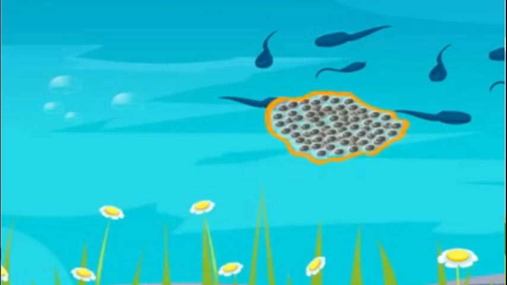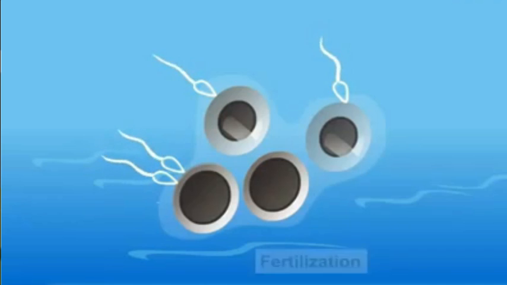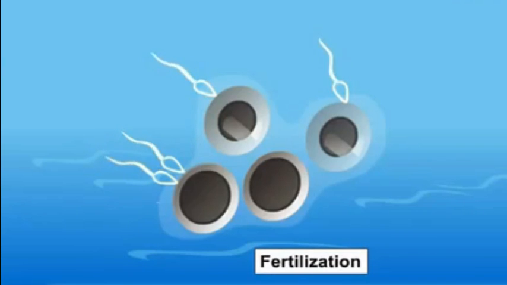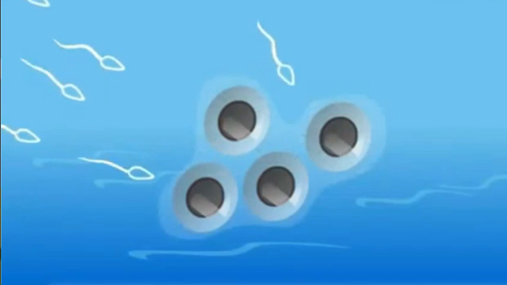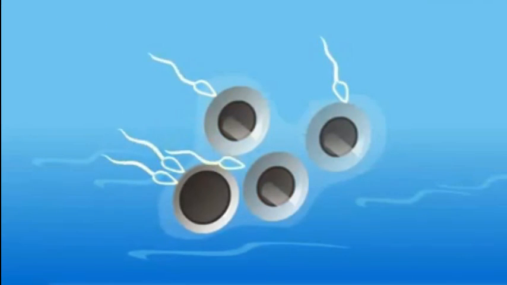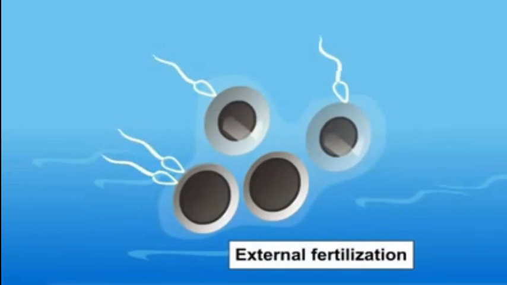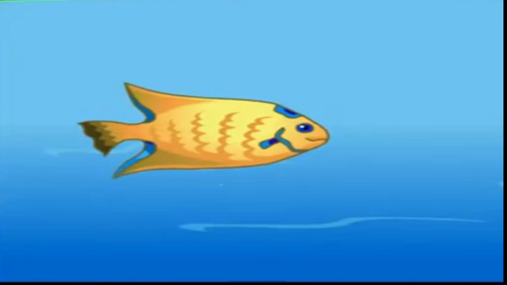External fertilization happens when both male and female release sperm and egg cells in the water to form fertilized eggs. External fertilization occurs outside the bodies of the parents. The female releases eggs into the water or attaches them to a plant or rock. The male then releases sperm cells over the eggs to fertilize them. Most frogs and fishes undergo external fertilization.